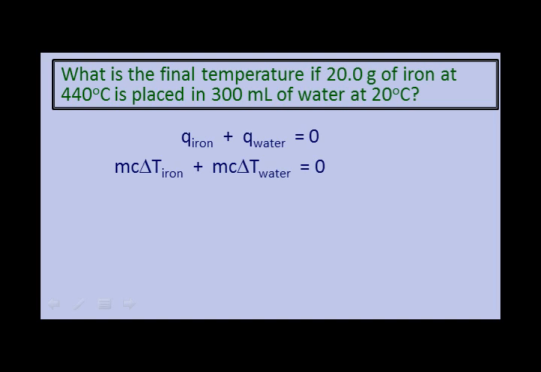The iron is going to lose heat. Where is it going? It's going to the water. The water is going to absorb heat. Where did it come from? The iron. So when you add the two together, it has to be 0. You don't have any that is going to be lost elsewhere.